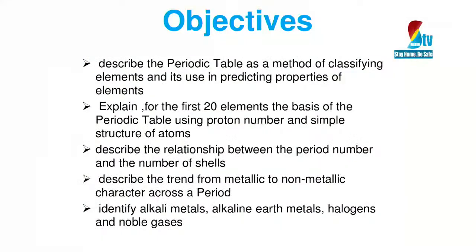We also expect them to be able to describe the relationship between the period number and the number of shells. Describe the trend from metallic to non-metallic character across the period. And lastly, they should be able to identify alkali metals, alkaline earth metals, halogens, as well as noble gases.